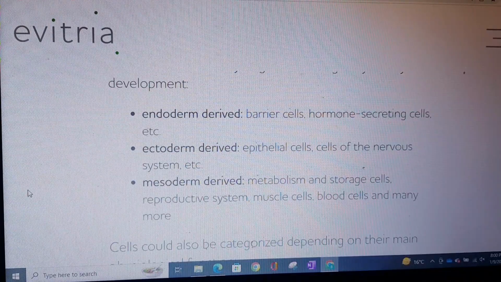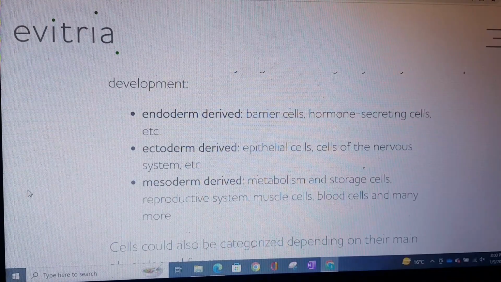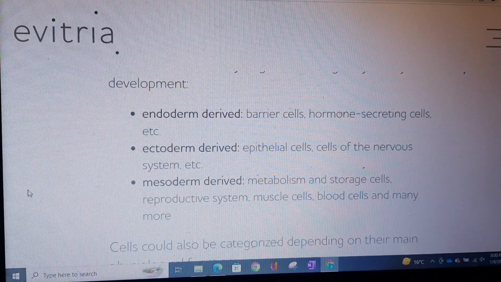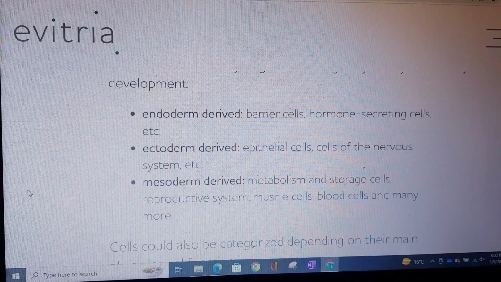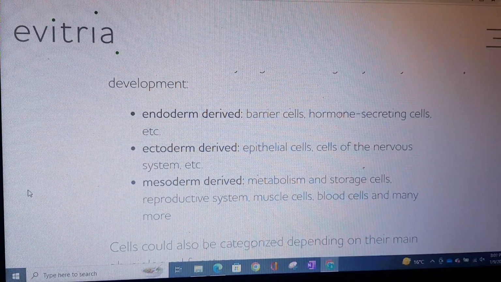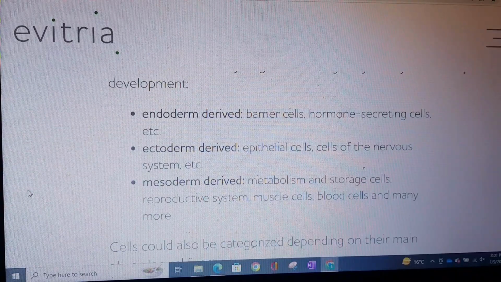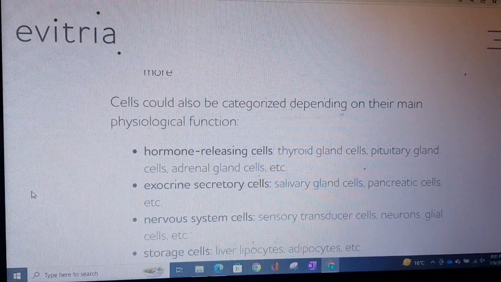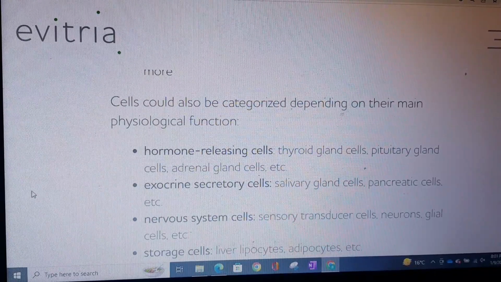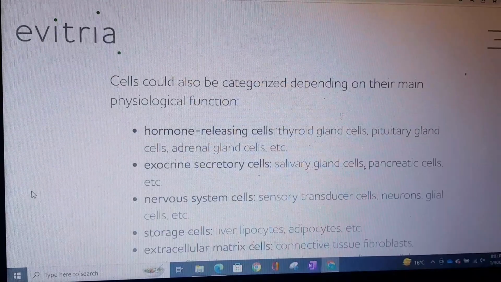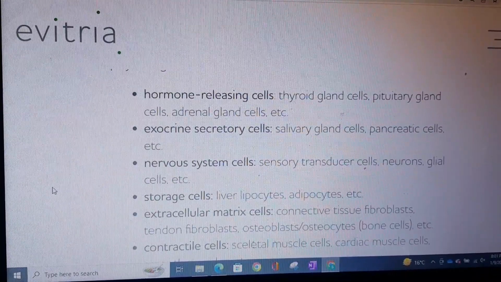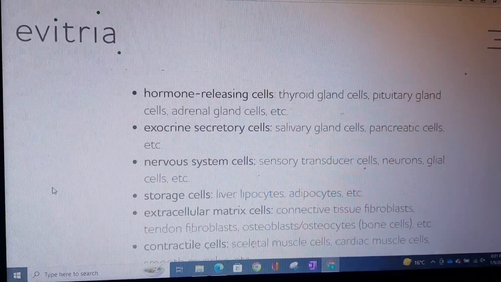Endoderm derived cells include the barrier cells and hormone secreting cells. The ectoderm derived cells include the epithelial cells and cells of the nervous system, and the mesoderm derived cells include metabolism and storage cells, reproductive systems, muscle cells, blood cells, and many more. On the basis of physiological functions, they can be classified as hormone releasing cells, exocrine secretory cells, nervous system cells, storage cells, extracellular matrix cells, and contractile cells.